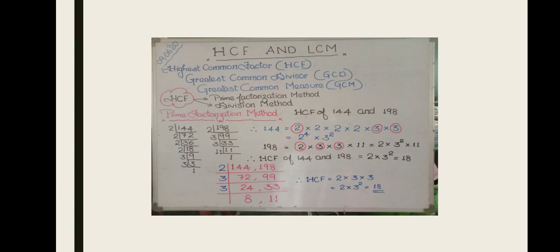And we get the prime factors 2 into 3 into 3. That is 2 into 3 raised to the power 2. That's equal to 18. I hope it is clear to you. Kindly go through the example, and if you have any doubt, you can ask me.